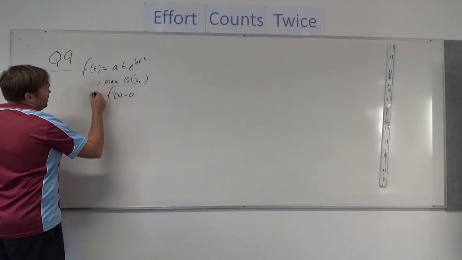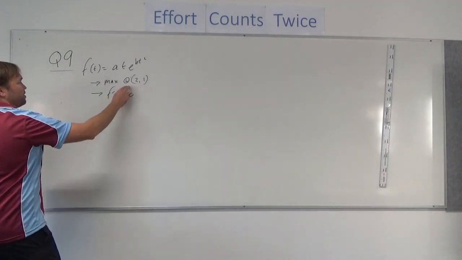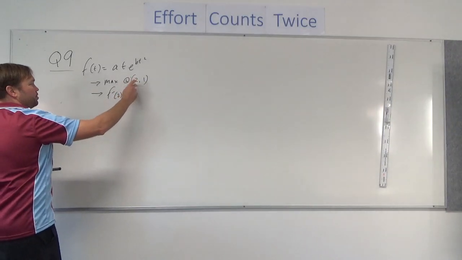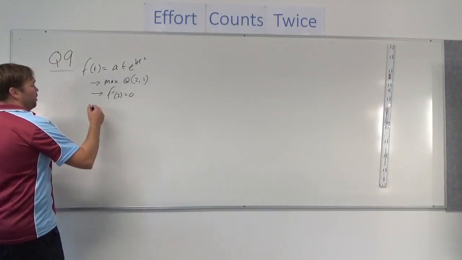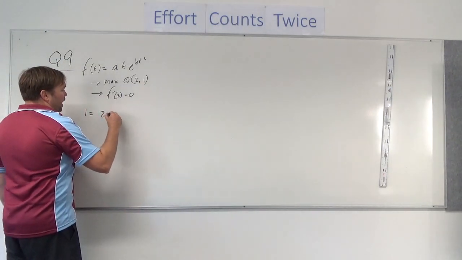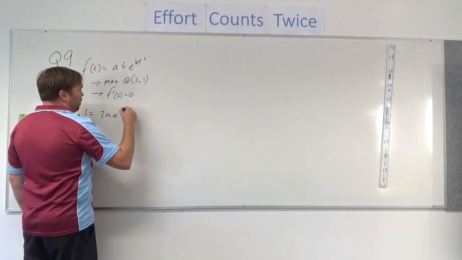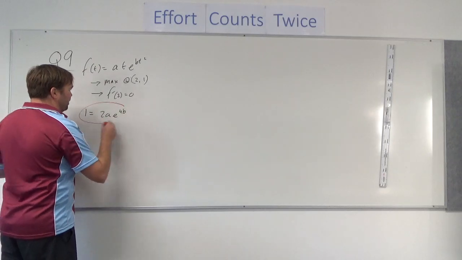So that's one equation, second equation. Let's do this first equation first. Basically it means that if we put in 2, we're getting 1. So 1 equals 2a e to the 4b. Not too bad, that's our first equation.